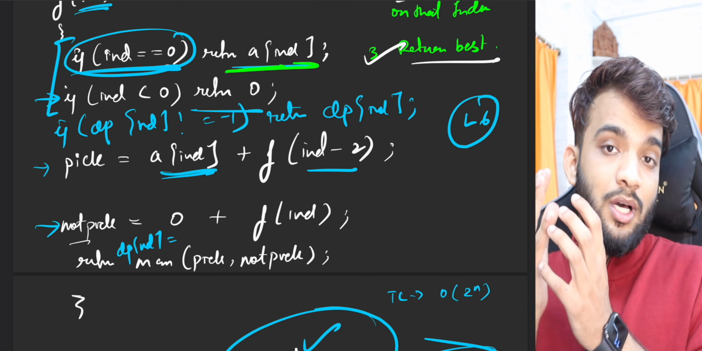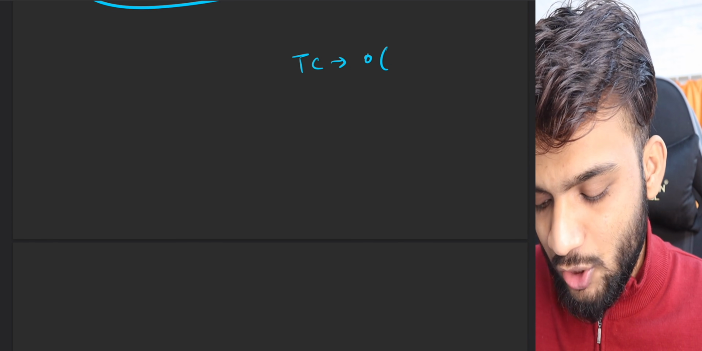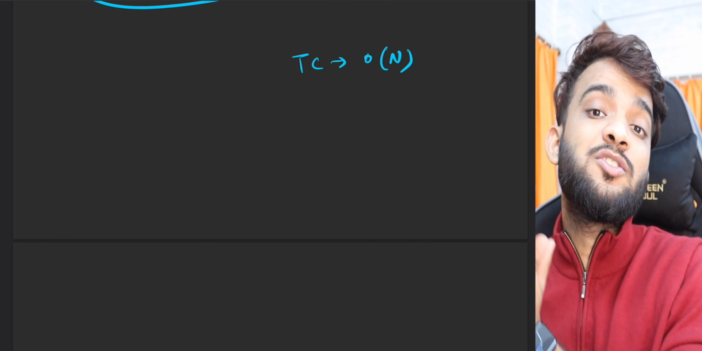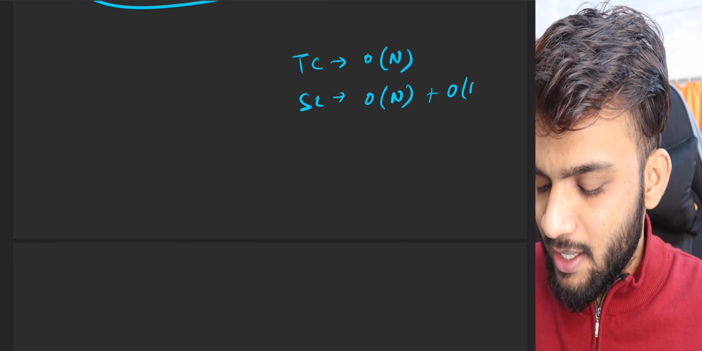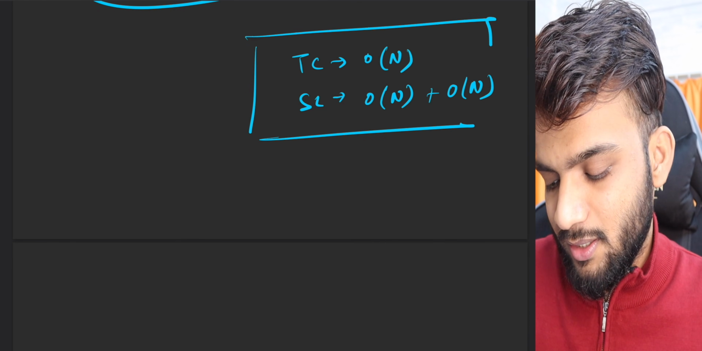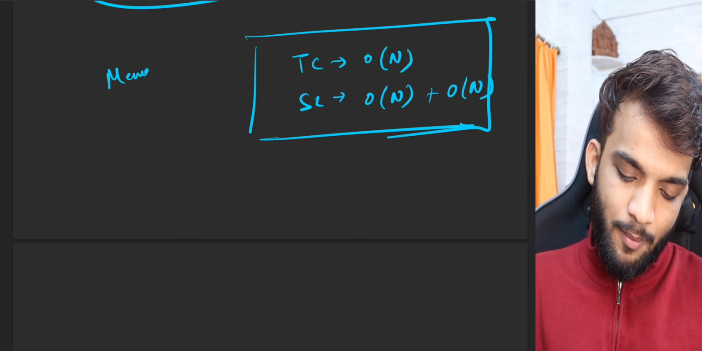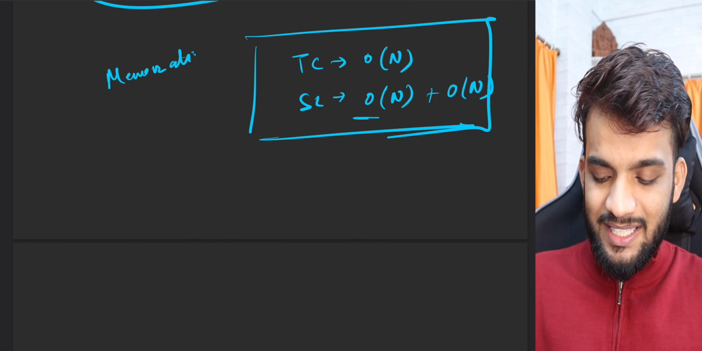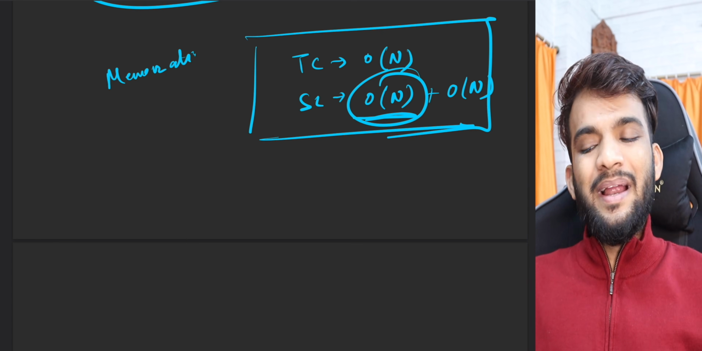So if you just write these couple of steps, what will happen is it will change the time complexity to big O of n instead of the exponential one, and the space complexity will change to big O of n stack space and a big O of n array space. So that is what the memoization time complexity is, but there is still a recursion stack space which we have to omit. But before that, let's code this up and submit this.